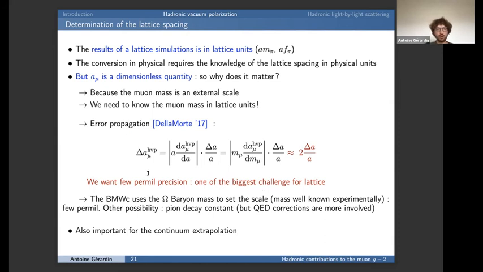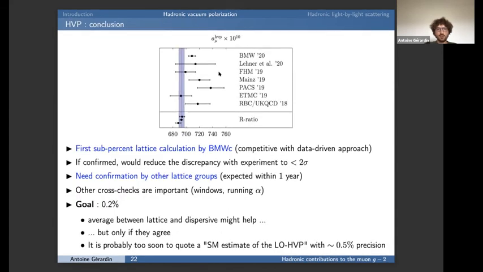And finally, even when we know the scale, again, we have to perform this continuum extrapolation, which can be quite difficult on the lattice. So again, here is this summary plot. The precision of this purple band corresponds to 0.5% more or less, and the final goal is to reach 2 or 3 per mil precision.